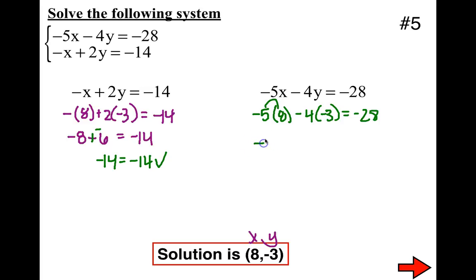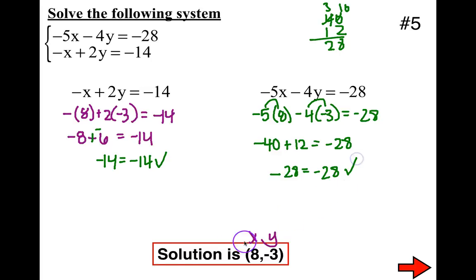Now for this one, we have -5 times 8 minus 4 times -3 should equal -28. -5 times 8 is -40. -4 times -3 is +12 equals -28. There are more negatives. How many to be exact? Well, let's find out. There's 28 more negatives. And guess what? That equals a -28 on this side. So I can confidently say that the solution to this system is 8, -3.